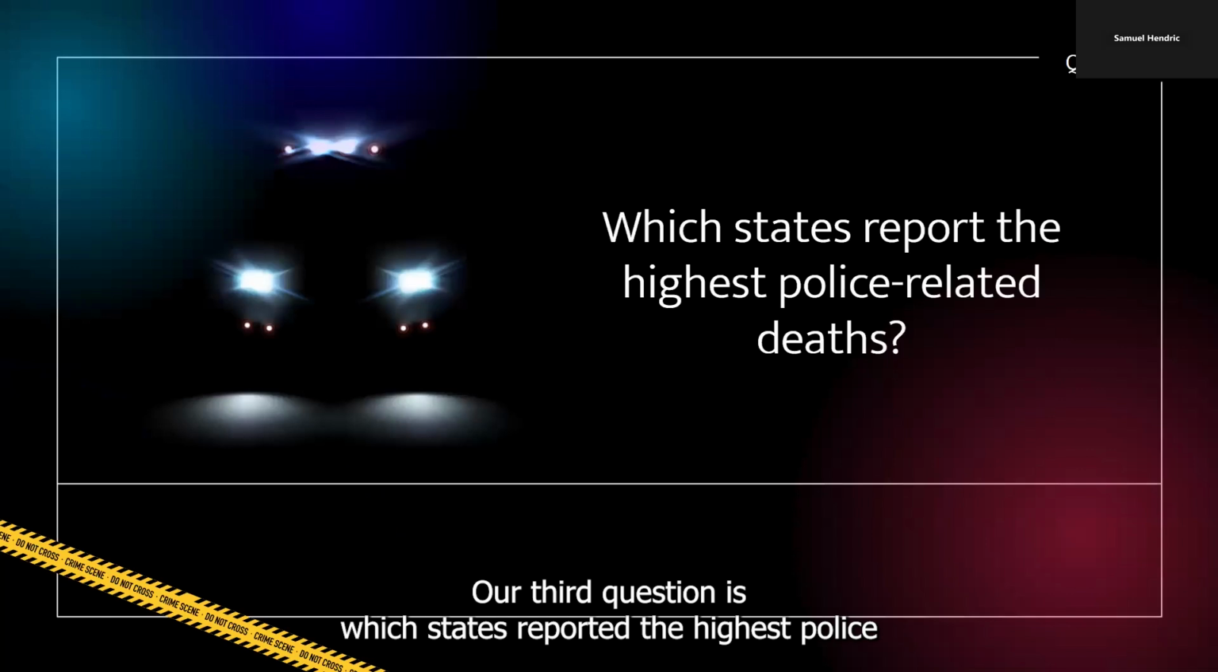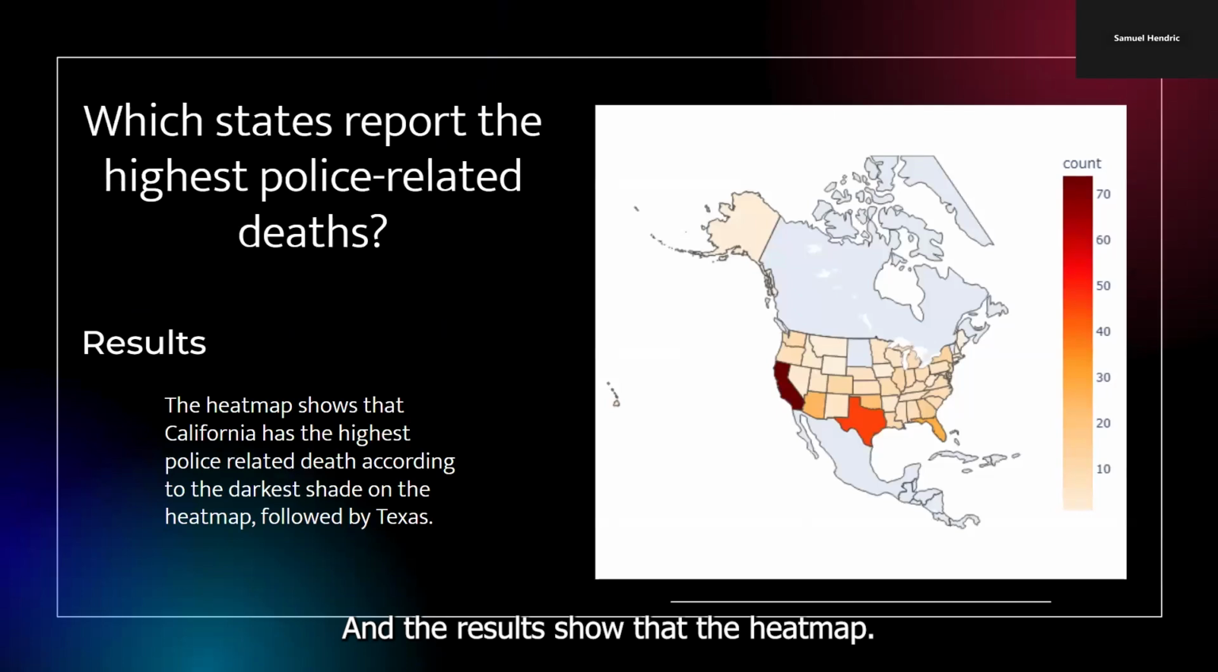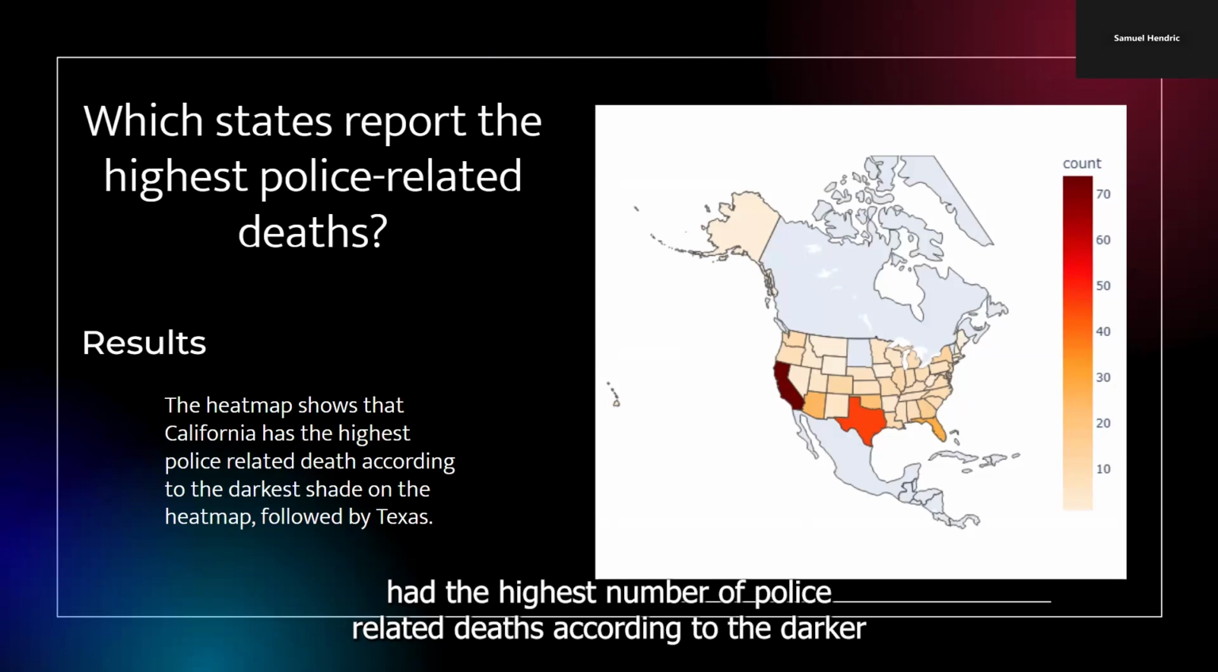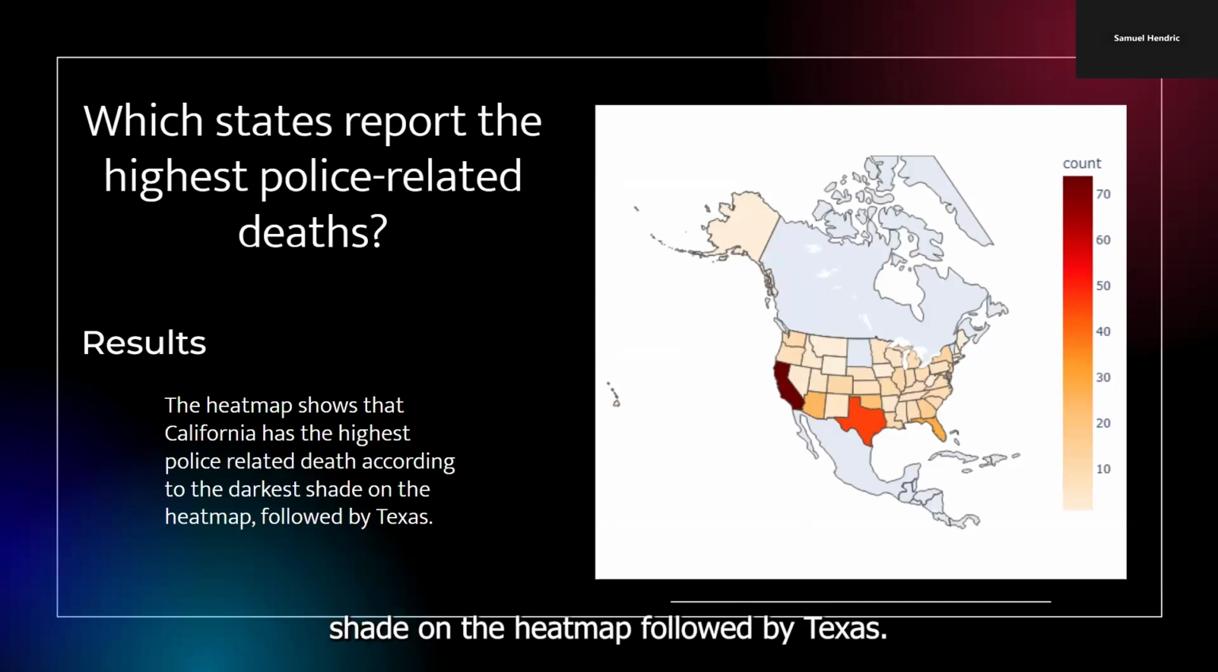Our third question is which states report the highest police-related deaths? The results show that, looking at the heat map, California had the highest number of police-related deaths according to the darkest shade on the heat map, followed by Texas.